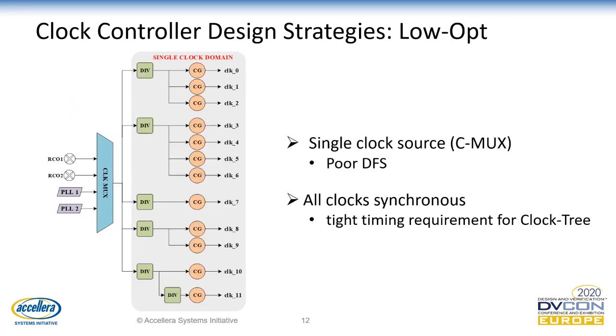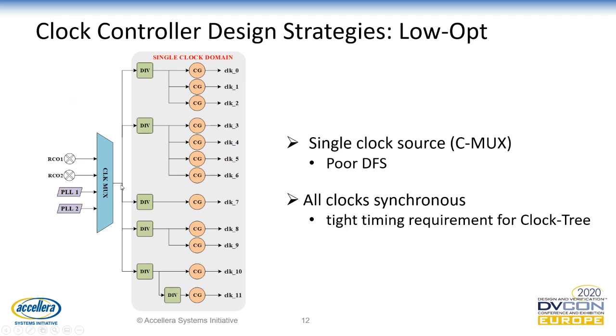The first type of clock controller design that I'm going to present is the low optimized one. I can't share too much information about the clock controller unit inside the sensor core for IP policies, but this one is a good representation of it. Here we can see there are 11 clocks generated on the right side, and there is one clock MUX, which gets as input two RCO clocks from the ring oscillators that can sit outside the SoC, and two digital PLLs, which are inside the SoC.